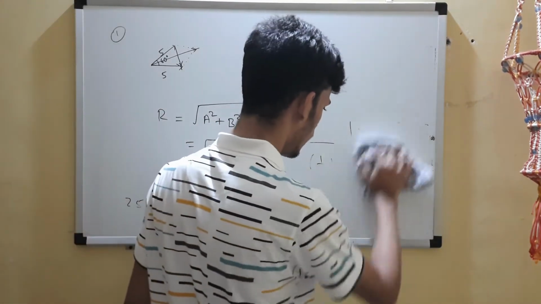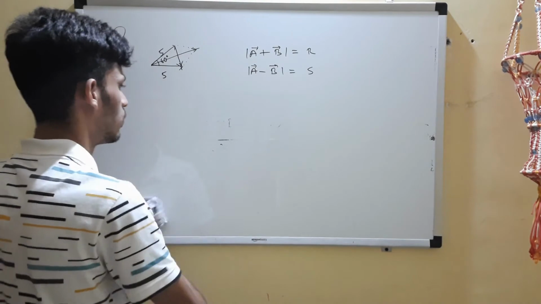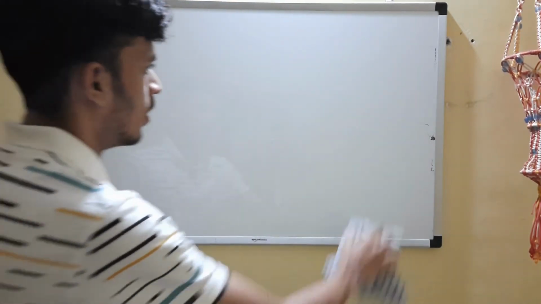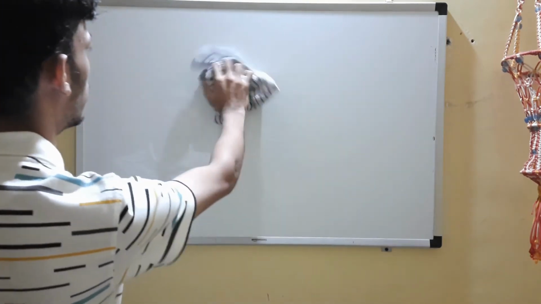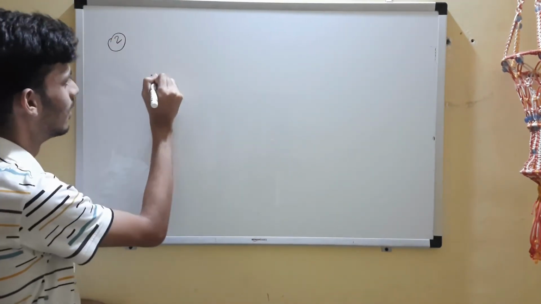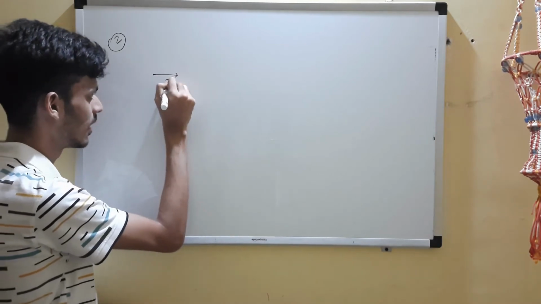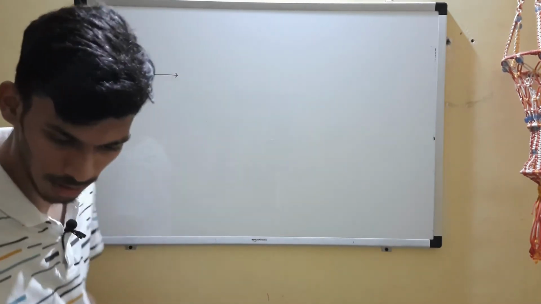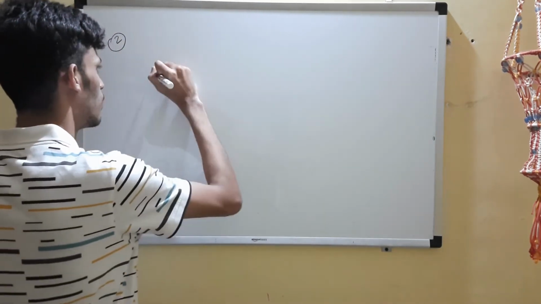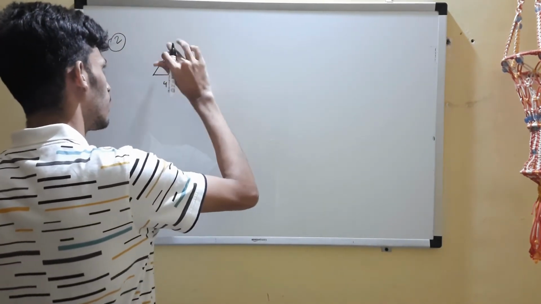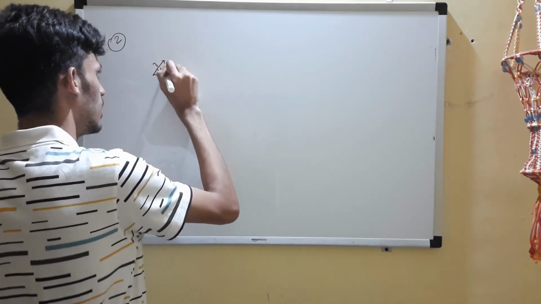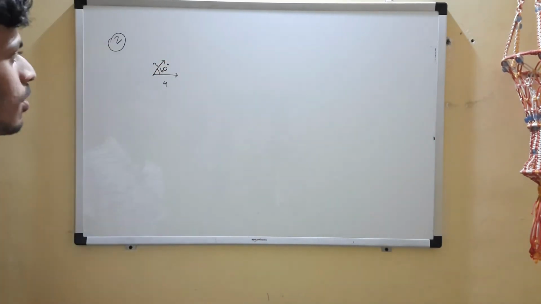Let's go to the second one. The second one will be the mystery problem, which is not a mystery anymore. So we'll choose it correctly. This is 4 and this is 3, and the angle is 60 degree. The mystery problem is here.